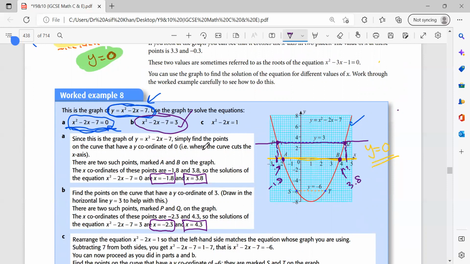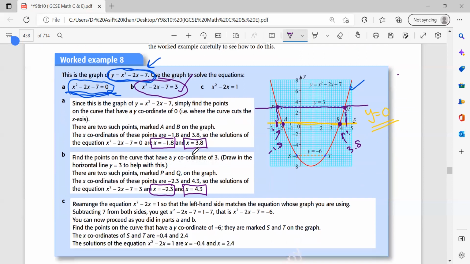That is how we are finding the solutions. Any questions? No questions. Rehan, Zain, Abdullah, Alisha? No, sir. No questions, sir. Okay, good. Thank you. Now we are okay.